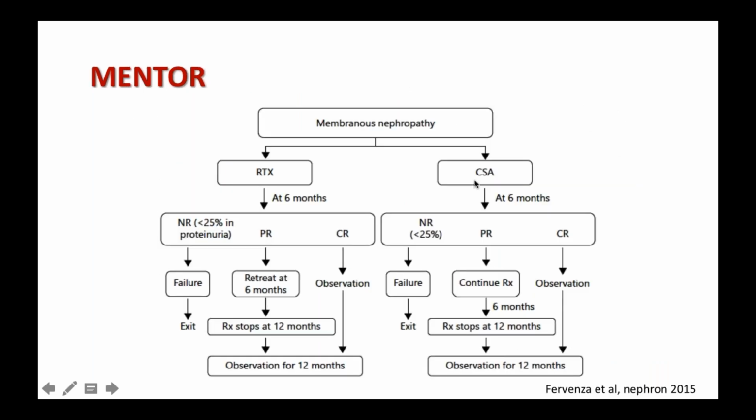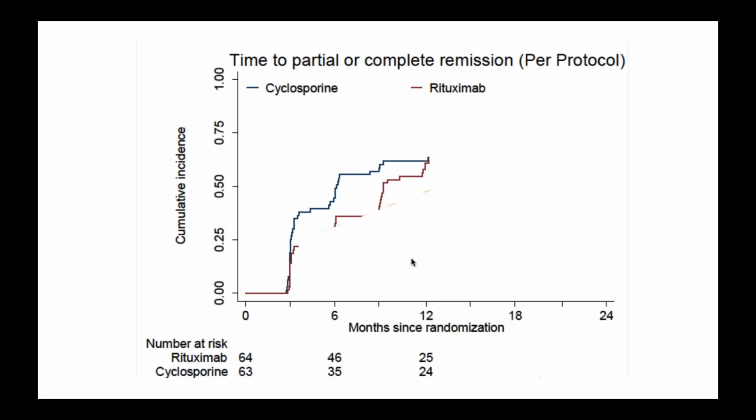Okay, so that's important. Now the second study I want to point out is the MENTOR study, in which membranous nephropathy patients have been randomized to receive either rituximab or cyclosporine A, and various endpoints have been looked at here. And these are some of the results initially. So this is time to partial or complete remission, and they found that there was no difference in the cumulative incidence between those who received cyclosporine and those who received rituximab. Please note that this is only 12-month data and the study is still ongoing.